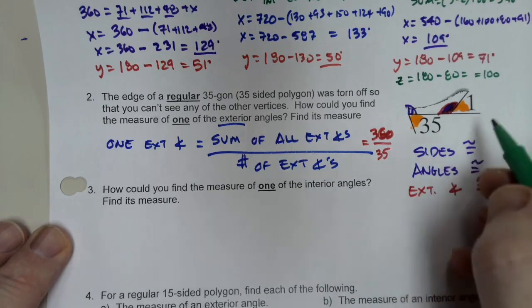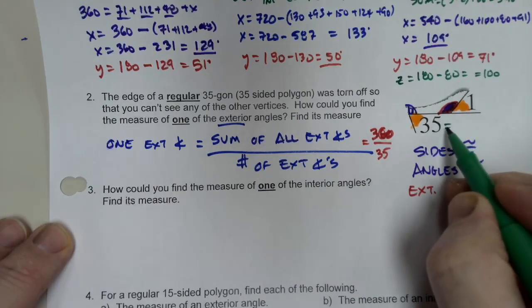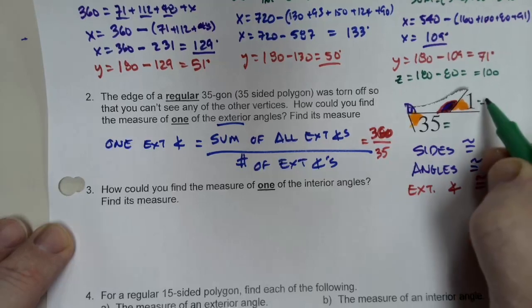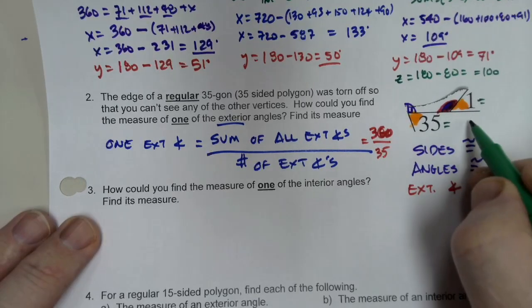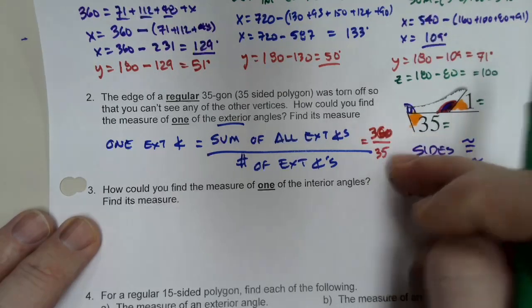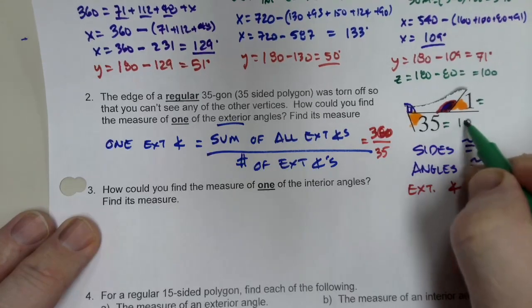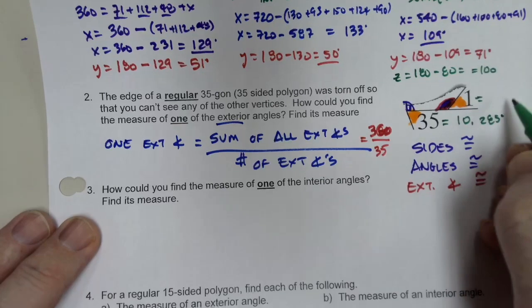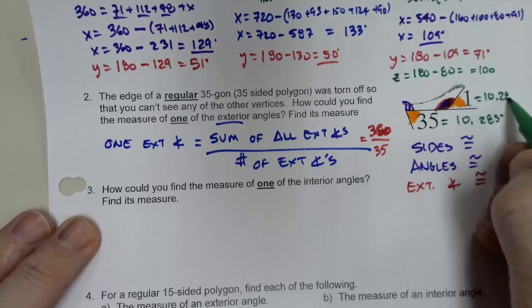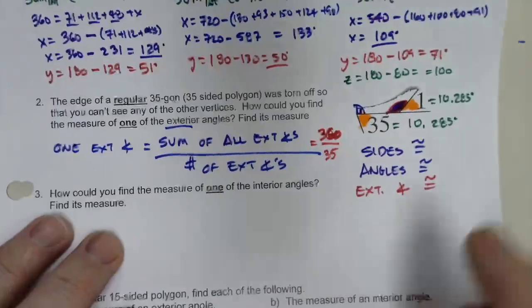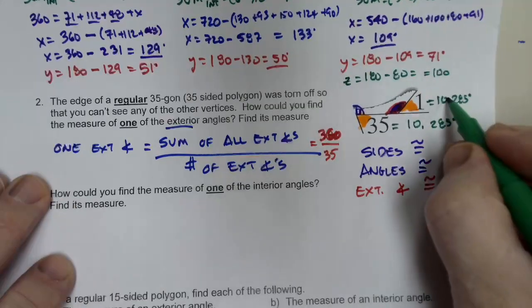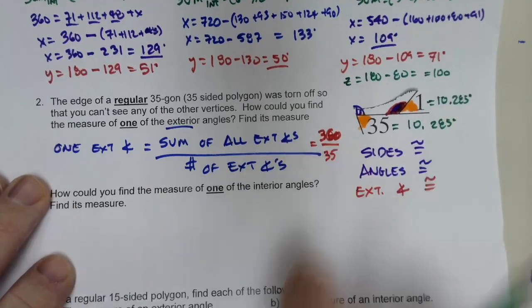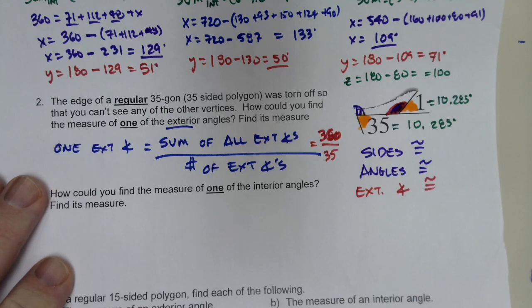that means each one of these, not only the 35th one, but even the first one, would measure 360 divided by 35, which is 10.285 degrees. This one would be 10.285 degrees. If you don't believe me, take 10.285, multiply it by 35, and I guarantee you'll get 360.